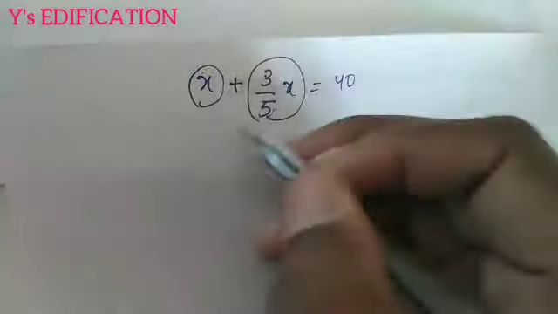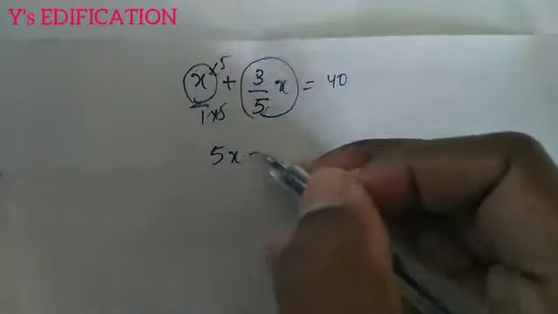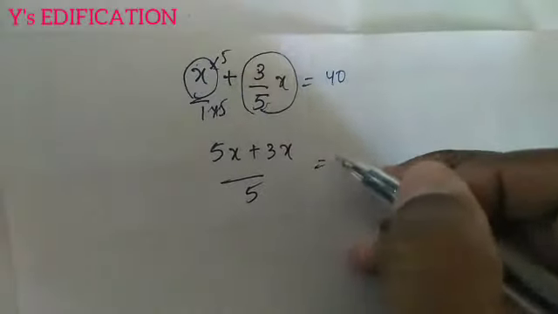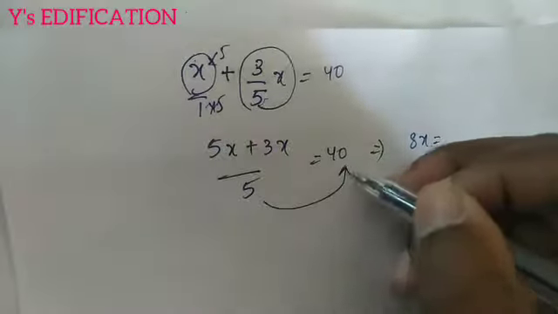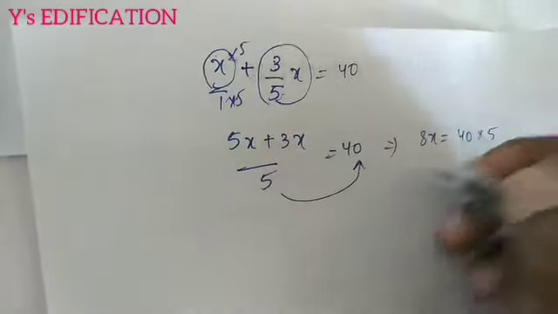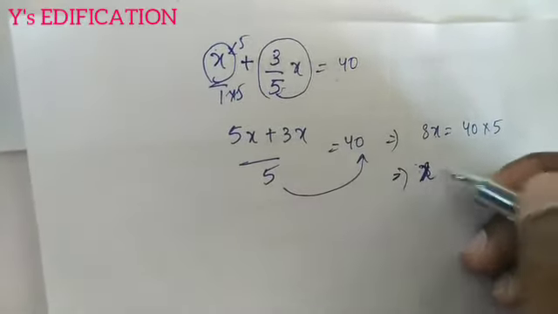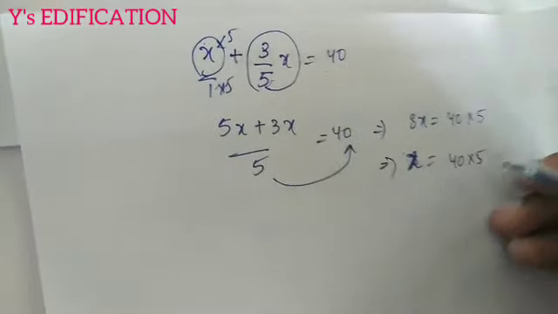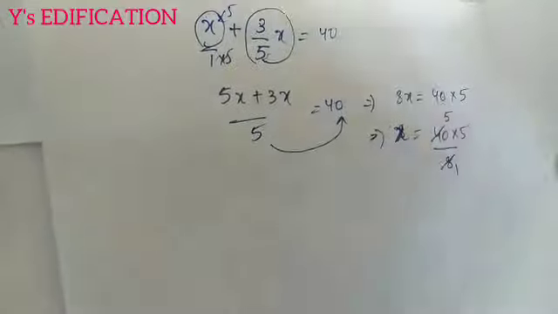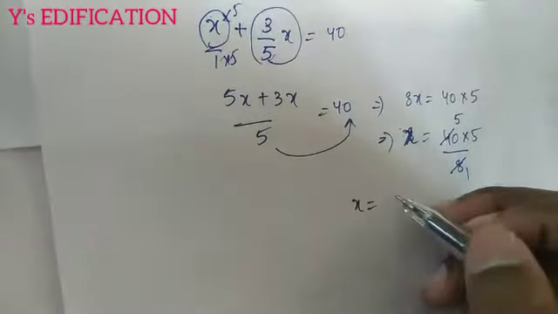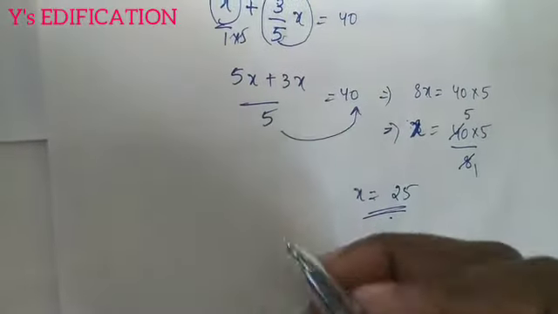Okay, now take the LCM, 5. So 5 into x is 5x plus 3x by 5 is equal to 40. So 5 plus 3 is equal to 8x is equal to, when we transpose it, 40 into 5. So 8, we want x value. x is equal to, transpose this 8, it will become division. 40 into 5 by 8. 8 into 1, 8 into 5. So what is 5 into 5? x value is 25. So what is the x here? Number of boys are 25.